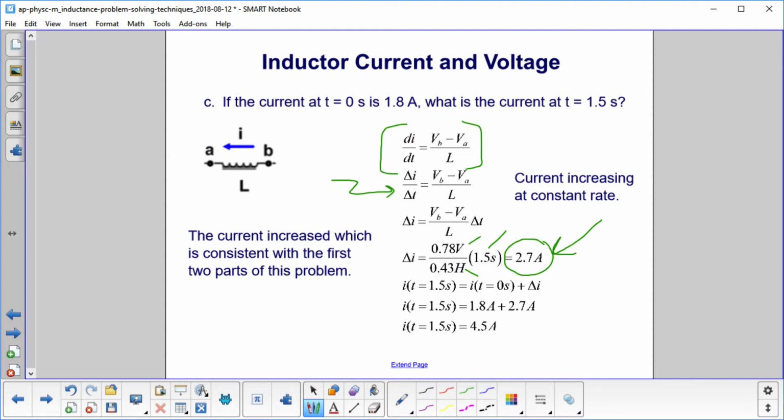That's not what was asked for, though. We want to know the current at that time. So we have to say it's equal to the current in the beginning at time equals 0 plus delta I, 1.8 plus 2.7, 4.5 amps, showing that the current increased, which is consistent with the first two parts of this problem.